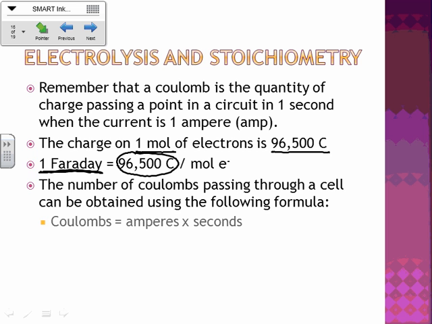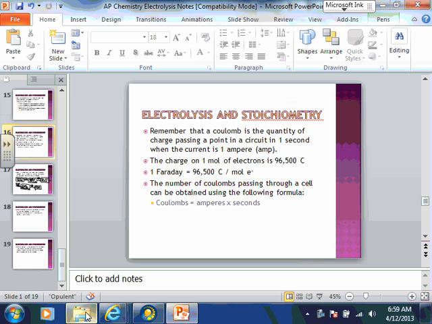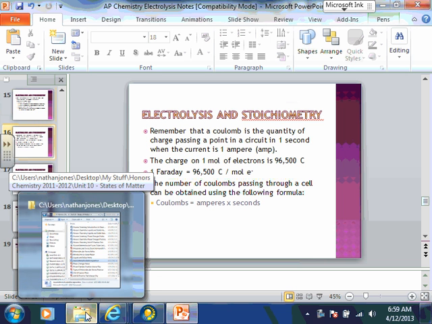So then the formula here: for the number of coulombs passing through a cell, you can use the following formula. Coulombs equals amperes times seconds. What I don't have in front of me right now is the equation sheet. And I feel like I need to have this out for this one, because you need to know exactly what you can look at here in order to make these conversions. So let me pull that up quickly. Here, I'm going to pause this for a second.